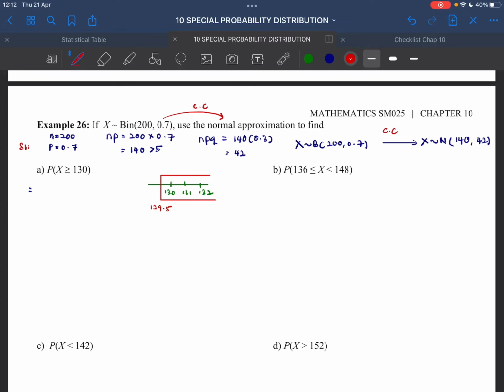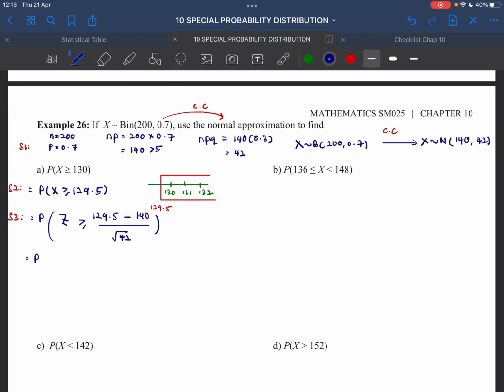So the second step is CC. Here we change P(X ≥ 130) to P(X ≥ 129.5). For the sign, you just follow the question. This is already in normal distribution, so we just apply standard normal distribution by changing this to Z. Step 3, we use the formula P(Z ≥ (x minus the mean) divided by the standard deviation), where the mean is 140 and the standard deviation is square root of 42.